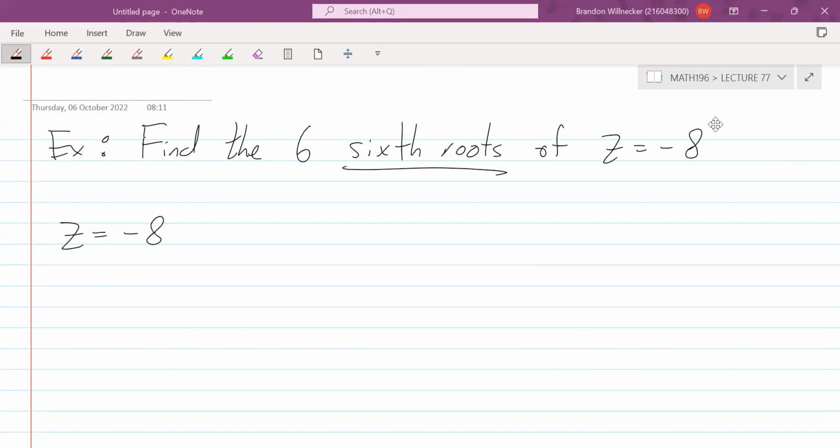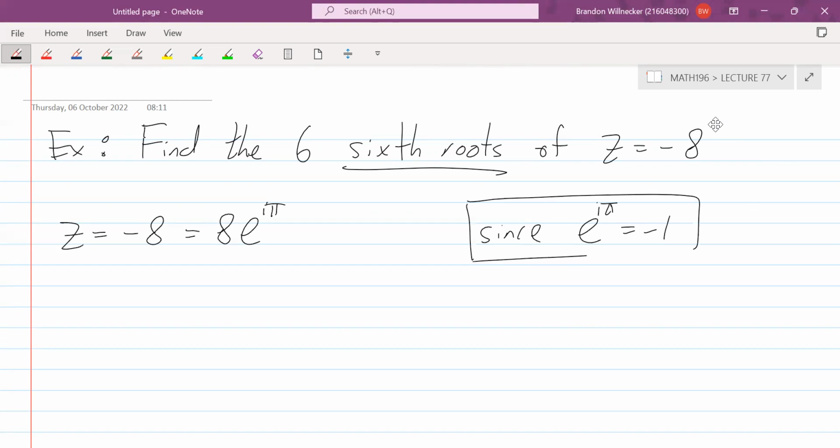Okay, so we want to write this as re^(iθ), where r is positive. So r is going to be 8 in this case. And what about theta? Well, theta is going to be pi. So we can write this as 8e^(iπ), since e^(iπ) is minus 1. You can substitute that into Euler's formula, and you see that we get minus 1 as a solution. So minus 8 is 8 times e^(iπ) in polar form.